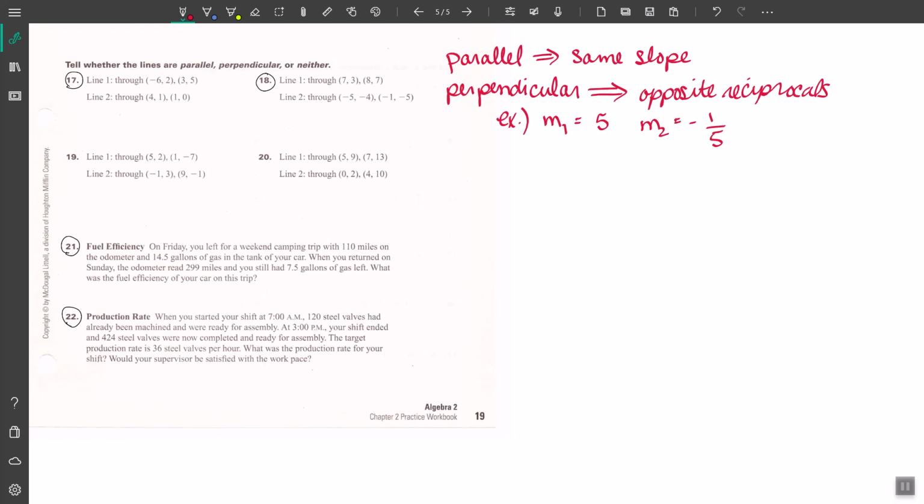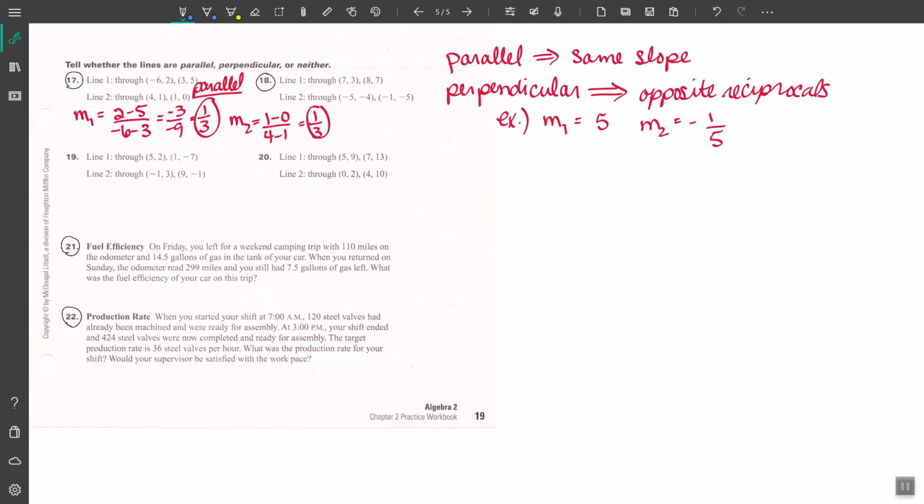All right, so if we go to number 17, our first step then is to calculate both those slopes. So we'll subtract the y's, put that over the difference of the x's. We'll end up with negative 3 over negative 9, which is a positive 1/3. And then we'll do the same thing for that second line. 1 minus 0 over 4 minus 1 equals 1/3. So we have a slope of 1/3 on the first line as well as on the second line. So that would make these two lines parallel.